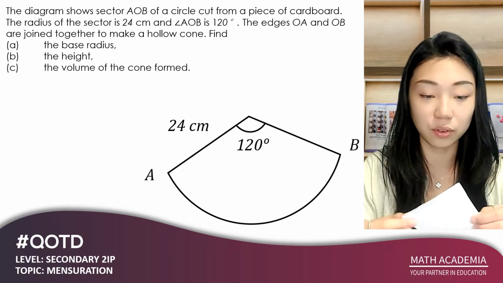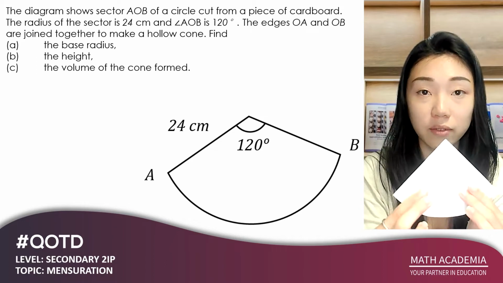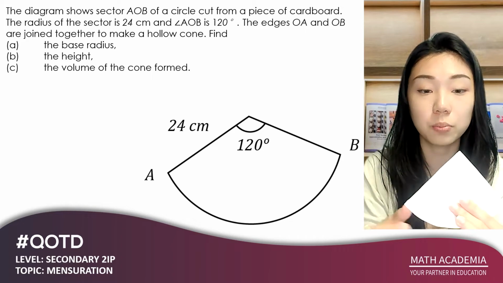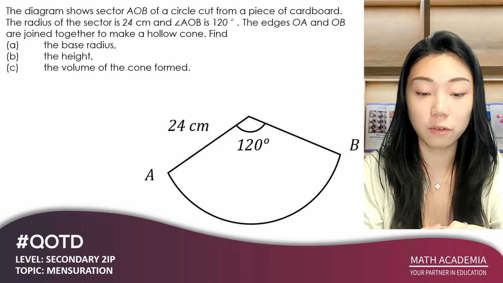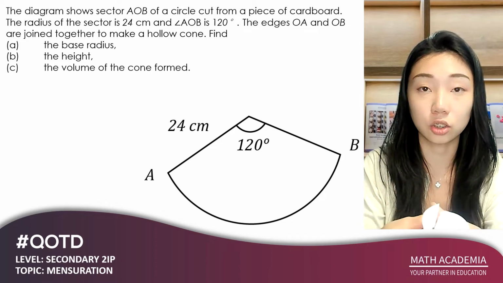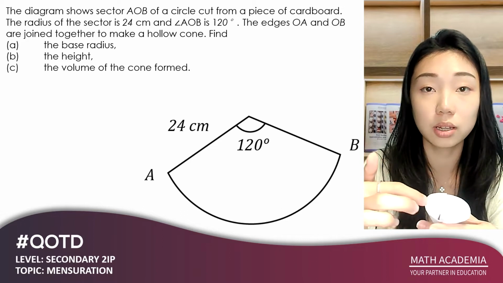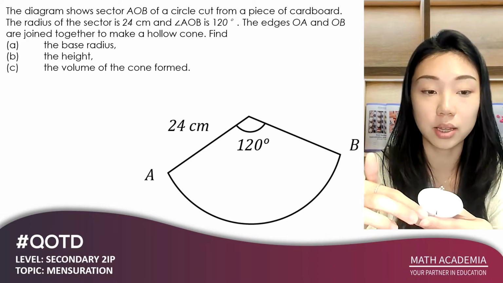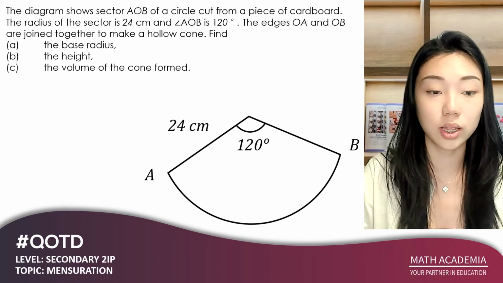I have a piece of cutout over here, and what they're saying is now we have a sector. If we were to join the sides of OA and OB, we would form a cone with the base as a circle. And the base radius that they're asking for would be the radius of this circle in the base. All right. So next, let's try and find out what the base radius is.